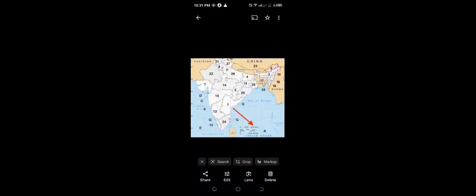So, here guys, you can see an example of scale. Maps are made at different scales for different purposes.